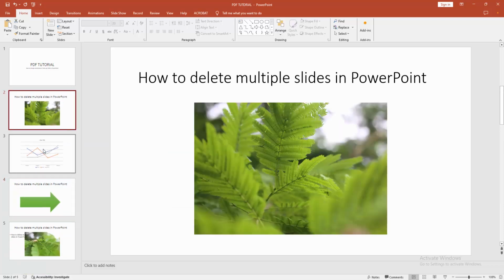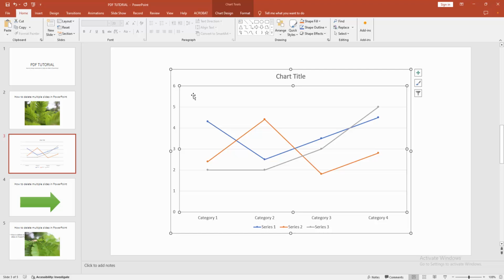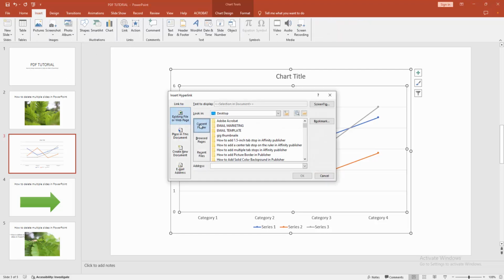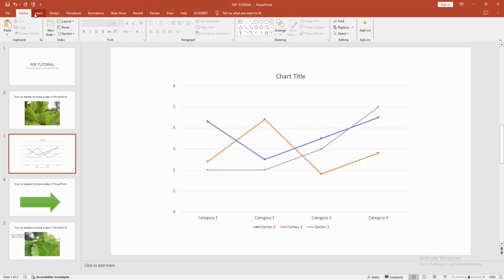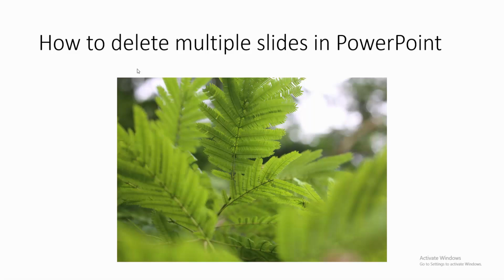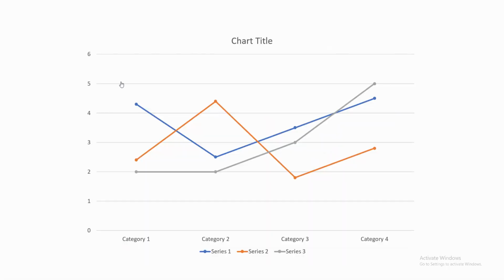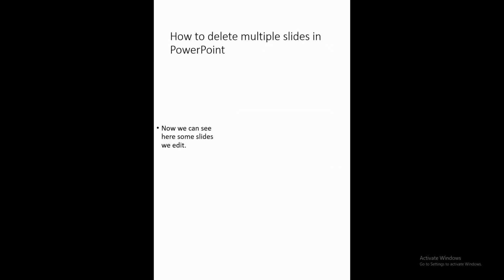Then select the before slide and go to the Insert option, then click Link and select the current folder, then choose the portrait presentation and click OK. Then go to the Home menu, click the Start from Beginning option, then click and select the chart, and we can see here the portrait.